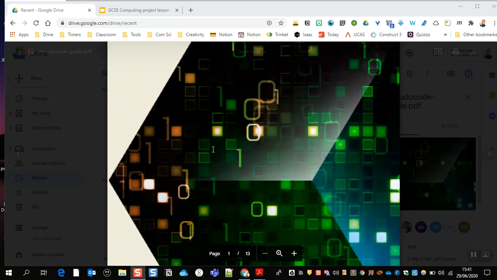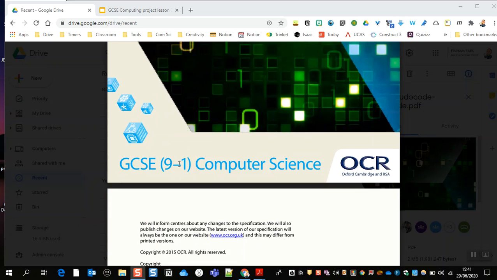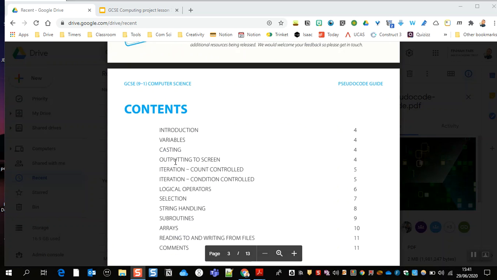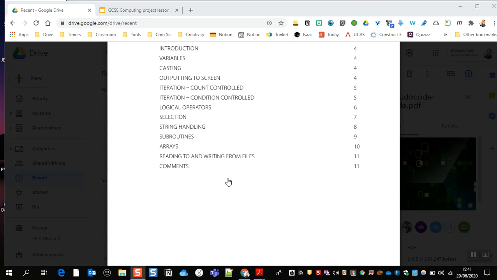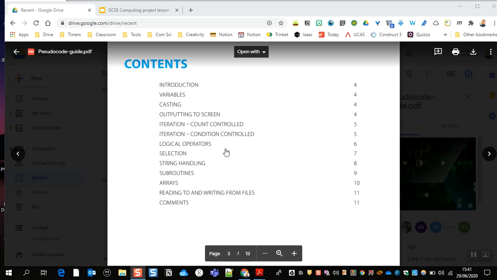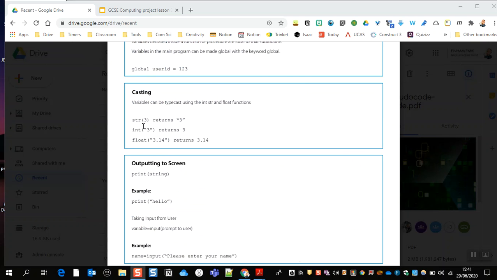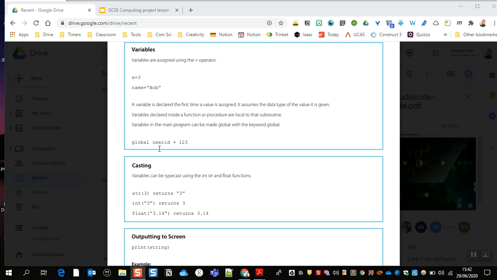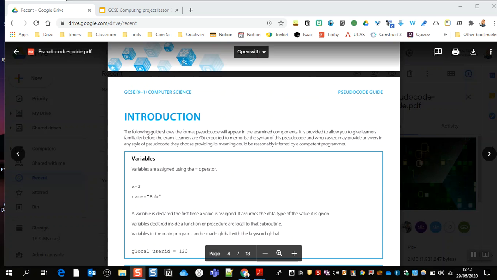Okay, so this is the pseudocode document, and I've shared this with you on Google Classroom so you can see it. You'll notice it gives you all the different types of programming constructs, and you'll notice these are all things that we've actually already done in class. So when I said we've done the programming that we need to, we have done. And it just gives you ideas of how you could represent different programming ideas using their pseudocode.